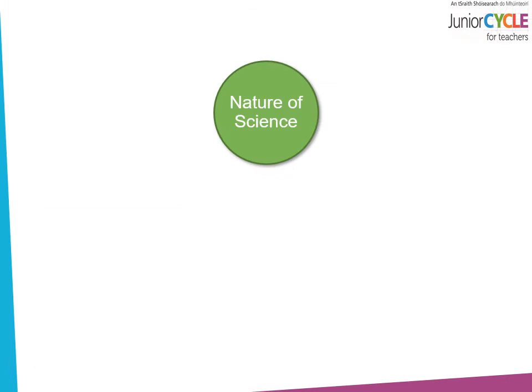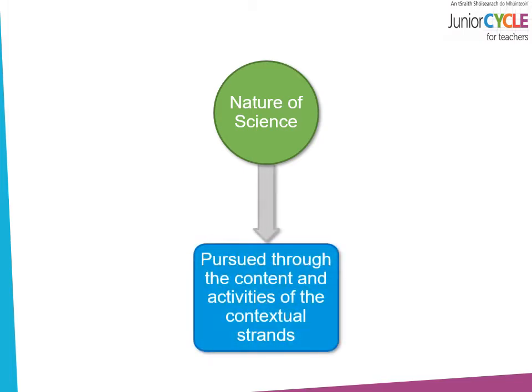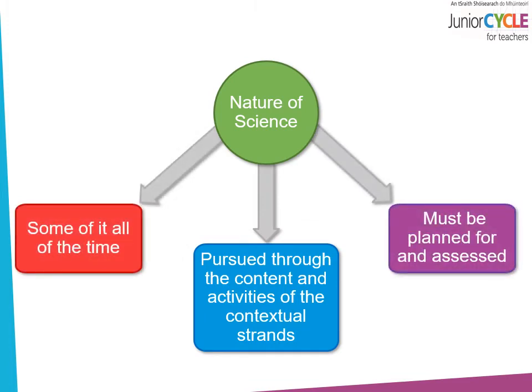After laying out the 10 learning outcomes across the 3 years, they would have had a discussion around how the nature of science learning outcomes would have fitted into the plan. Some of it all the time, small pieces of the nature of science learning outcomes being focused on within each class. Pursued through the content and activities of the contextual strands, the small pieces of nature of science would come alive through the contextual strands of earth and space, biological, chemical and physical worlds.